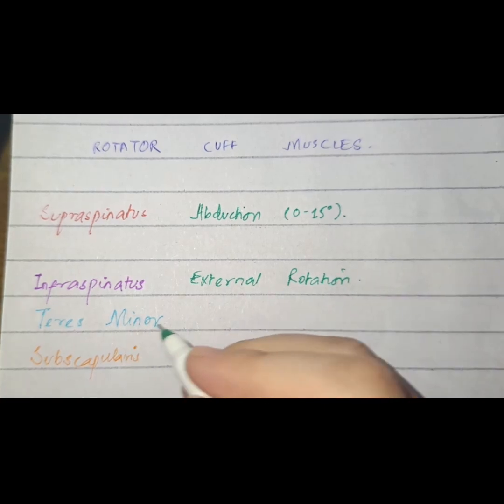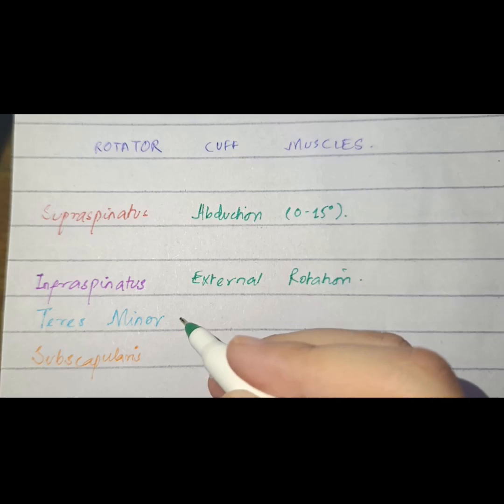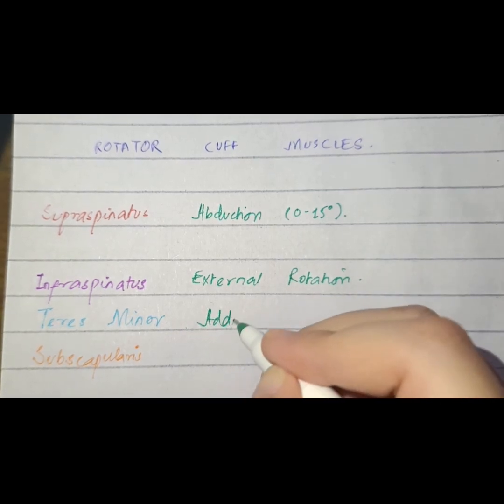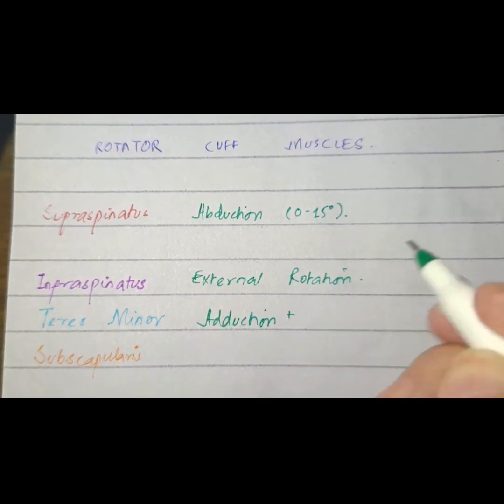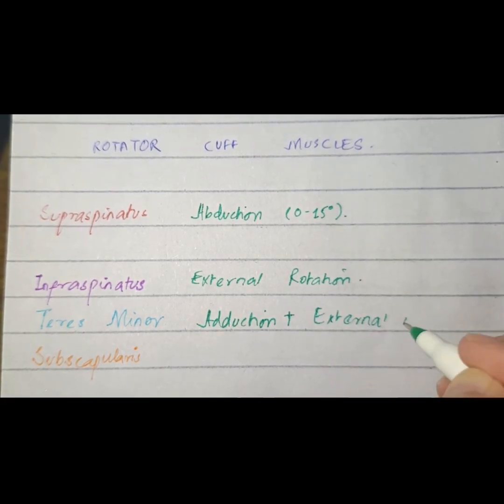And then comes teres minor. Teres minor does two functions. So it adducts as well as externally rotates your arm. So adduction plus external rotation.